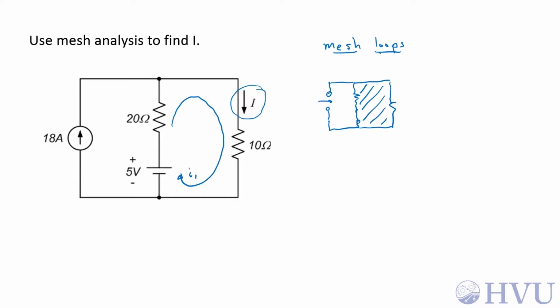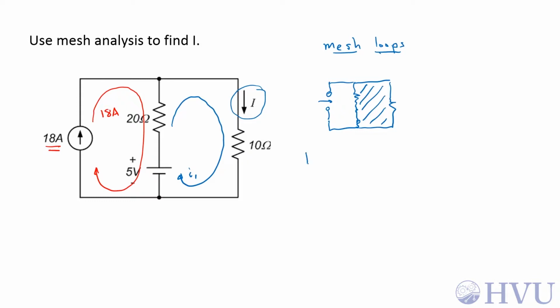Now I have to pick my constrained loops. Constrained loops will go through current sources and they have to match the magnitude and the direction. I have only one current source. I need only one constrained loop. I'll rather arbitrarily put it around this side here. That'll be 18 amps. That now accounts for this source.